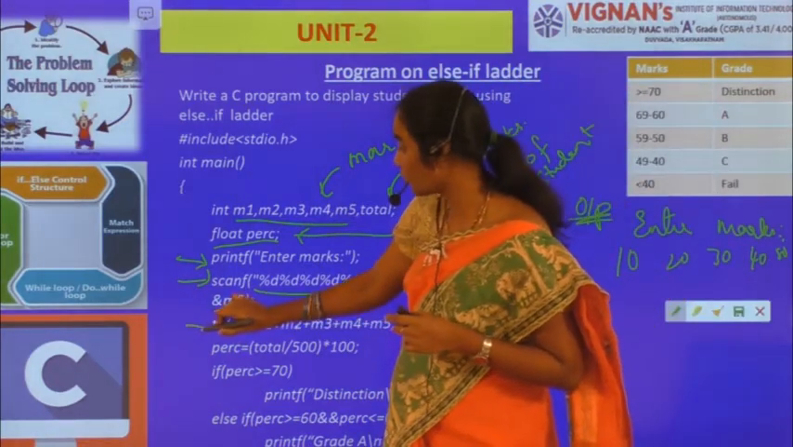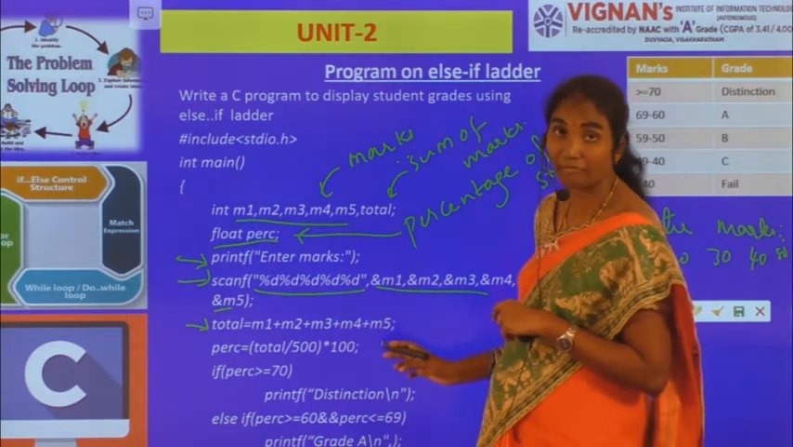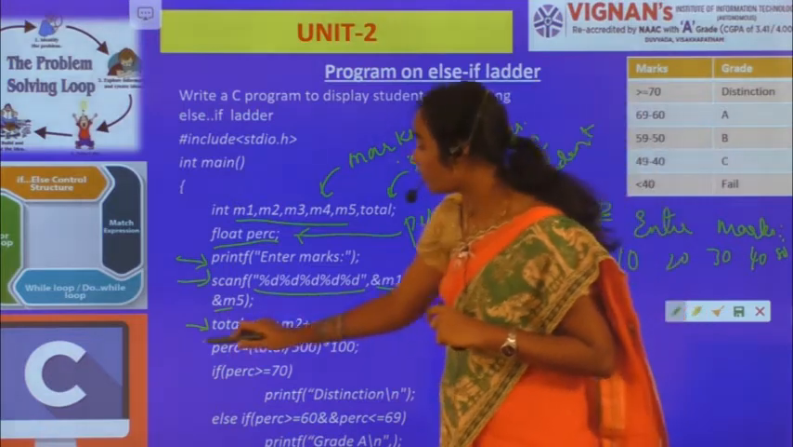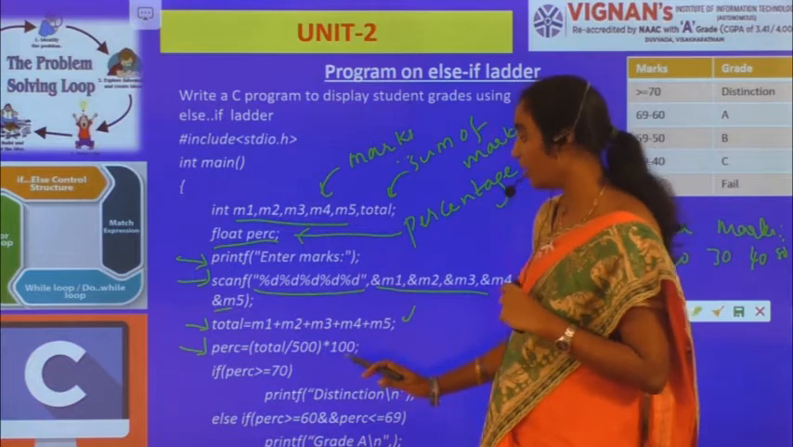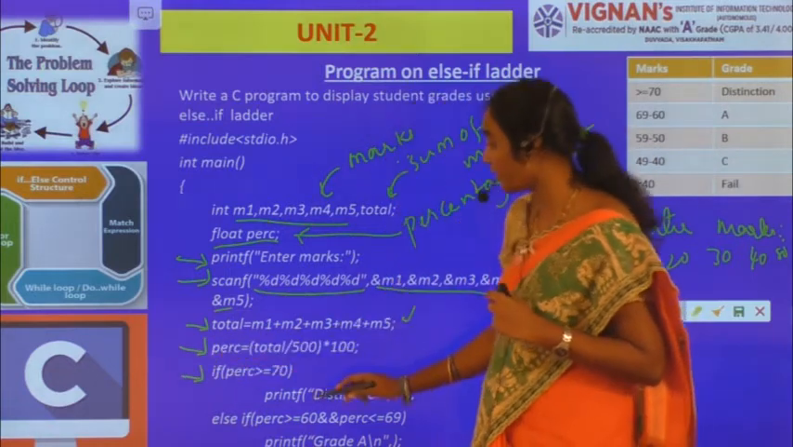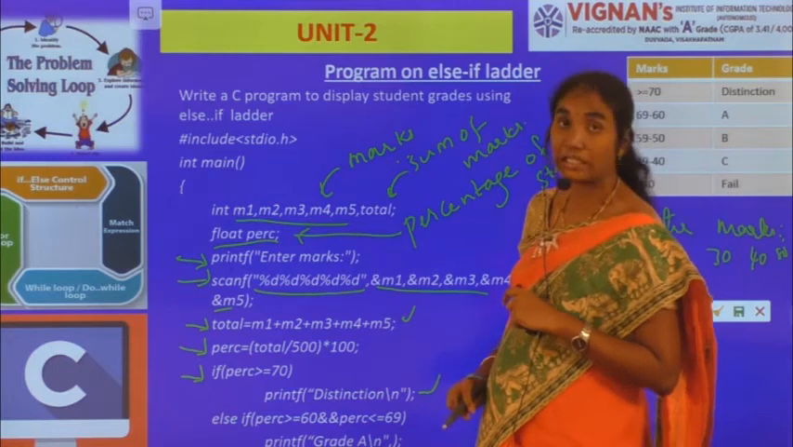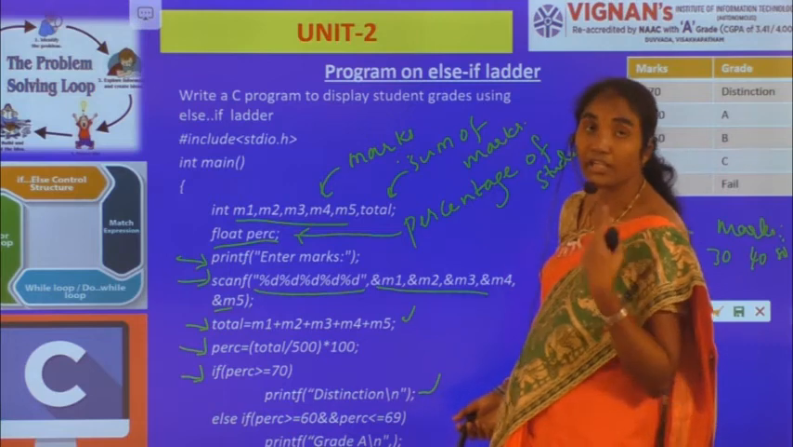Now after that the total is equal to m1 plus m2 plus m3 plus m4 plus m5. Nothing but I'm summing all the marks. Now percentage, what is the percentage value? Total by 500 into 100. Now if the percentage is greater than or equal to 70, what does it mean? Here I am displaying the message called distinction, right? If the percentage is greater than or equal to 70, he made a distinction.